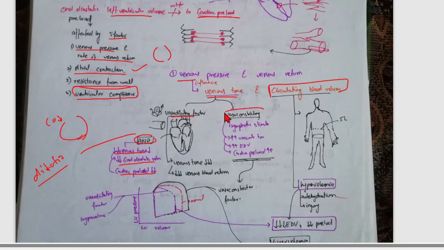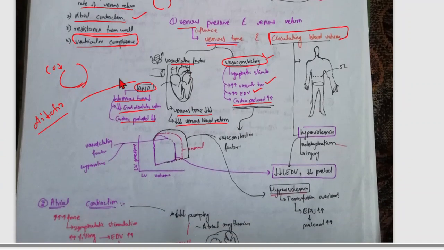Okay, another is the vasoconstricting effect. Vasoconstricting effect is the sympathetic stimulation. For example, vasoconstriction occurs, and end diastolic volume is increased when the vein constricts. When the vein constricts, what will happen? More blood moves to the atria, and cardiac preload is increased if vasoconstriction happens. In vasodilation, venous tone is decreased, and venous blood return is also decreased.